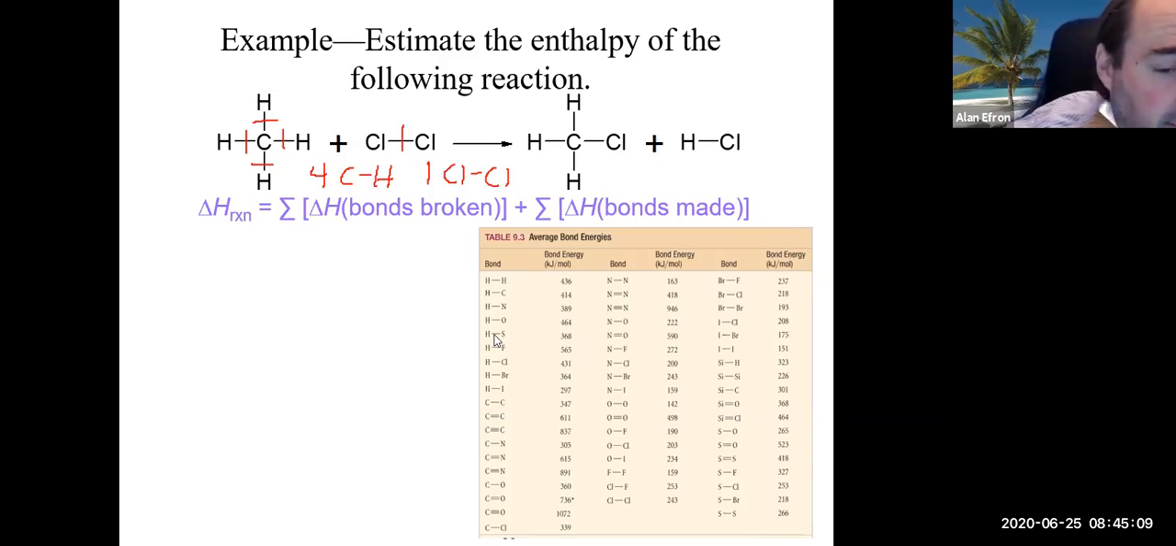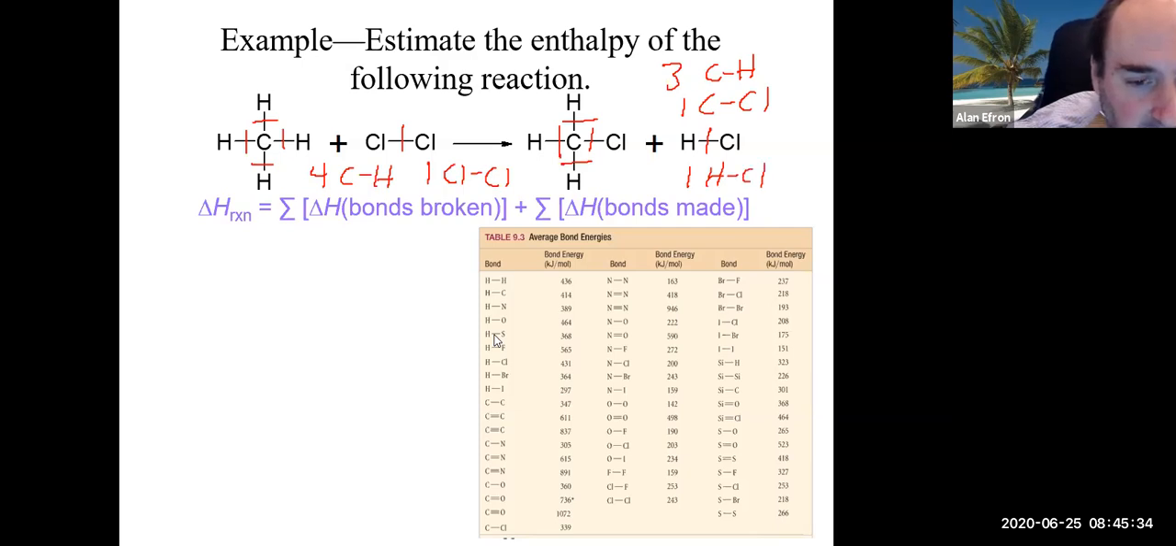So we want to add up all the energy from the table here. We want to multiply by how many of those bonds we have and add them up. On the other side, we're going to be making some bonds. We're making 1, 2, 3 carbon hydrogen bonds. We're also making 1 carbon chlorine single bond. And on this one, we're making 1 hydrogen chlorine single bond.